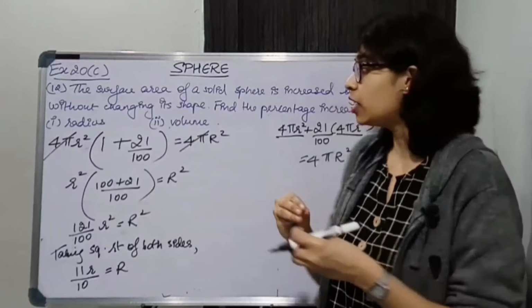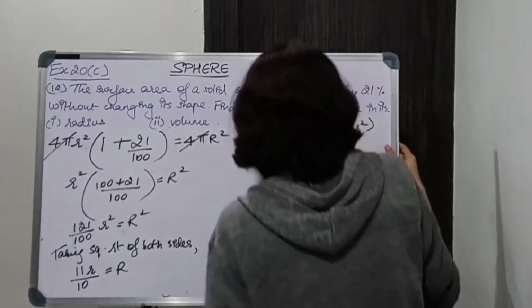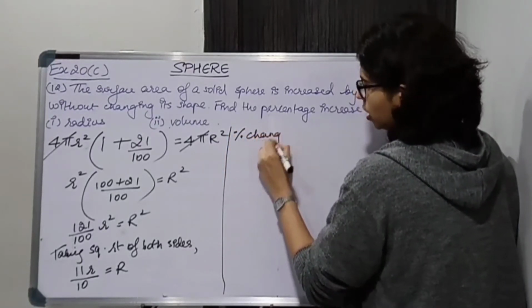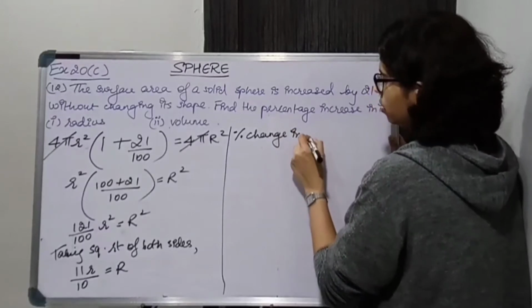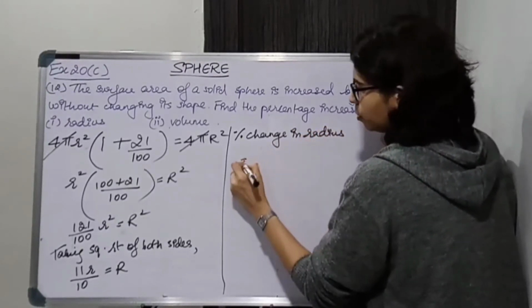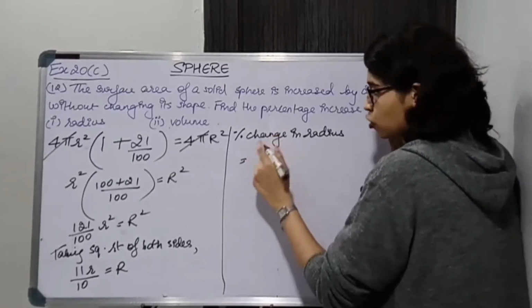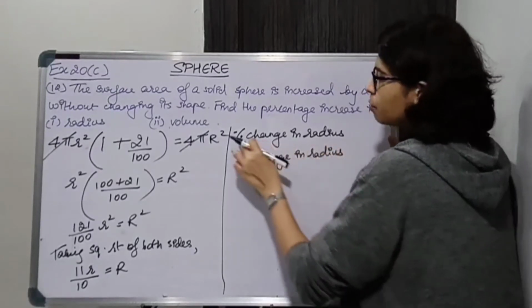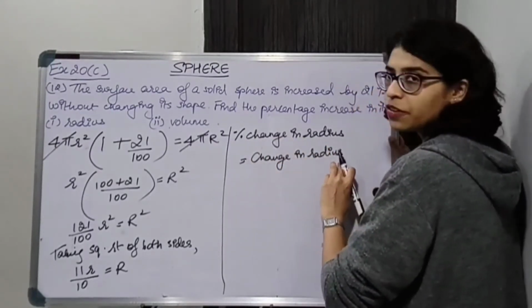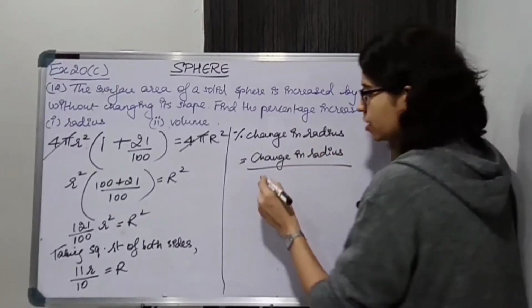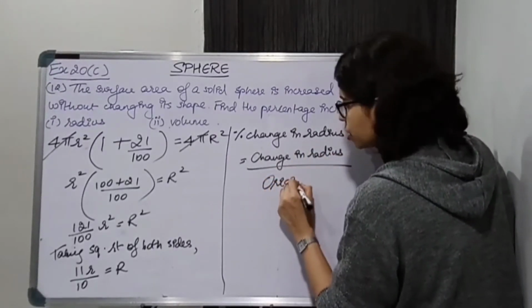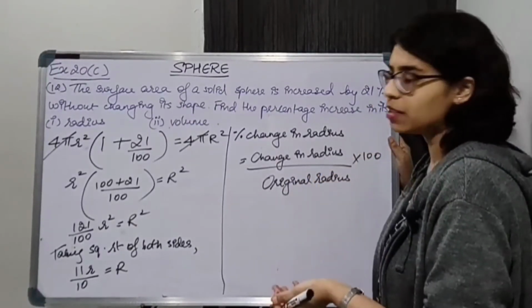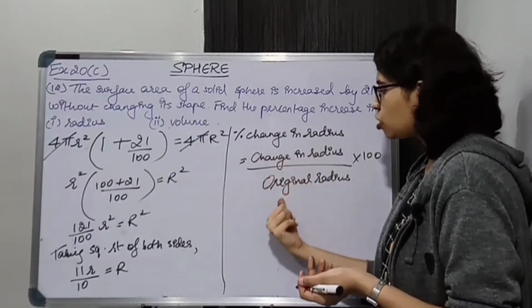We want percentage increase, and what is the formula for percentage increase? Percentage change in radius will be what? Percentage किसका फाइंड करें? चेंज का. सो चेंज इन रेडियस. Percentage change, that means you have to find change in radius upon what? The original radius. You find it with respect to the original one, so upon original radius into 100, because we are finding percentage. So percentage change in radius is change in radius upon original radius.